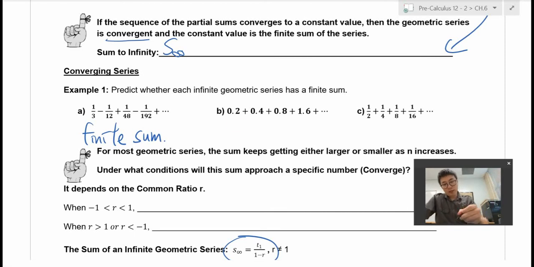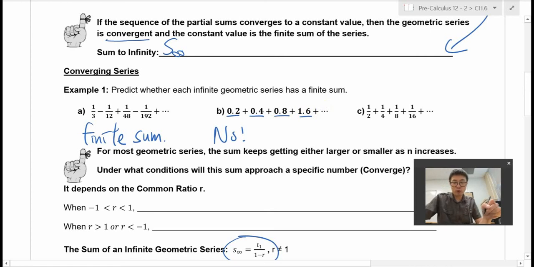Part B, this is not going to be a finite sum. Because that's 0.2, that's 0.4, 0.8, 1.6, and it's going to be 3.2, 6.4. You're adding bigger and bigger numbers. So the sum is not going to approach a particular value. This is not going to be a finite sum. This is going to be a larger number. It's going to be infinity, basically, because you're just adding up bigger numbers.